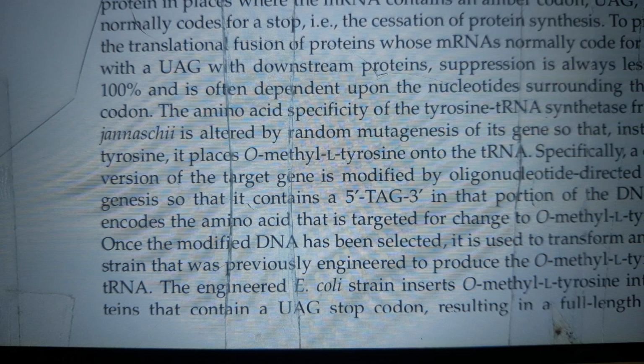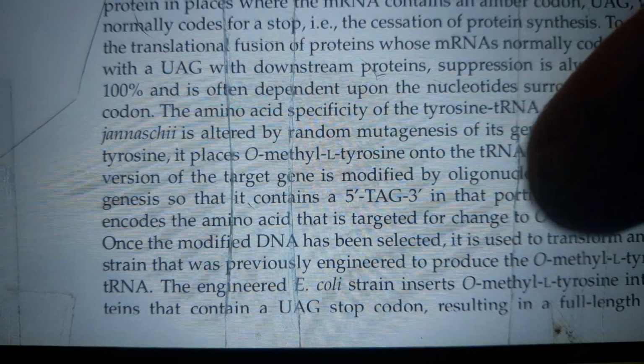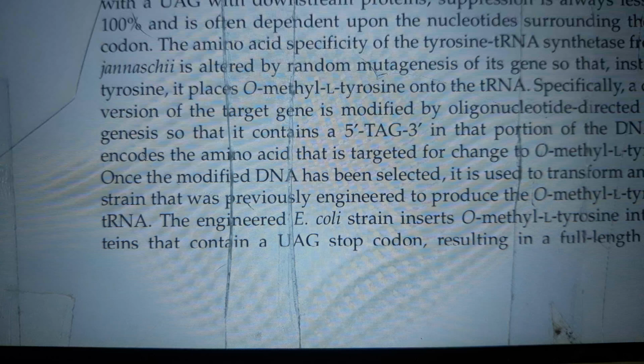UAG, which normally codes for a stop, that is the cessation of protein synthesis, to prevent the translation fusion of proteins whose mRNAs normally code for a stop with a UAG with downstream proteins. Suppression is always less than 100% and is often dependent upon the nucleotides surrounding the stop codon.